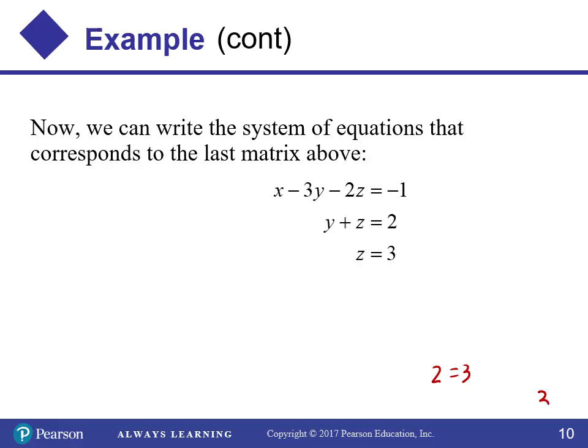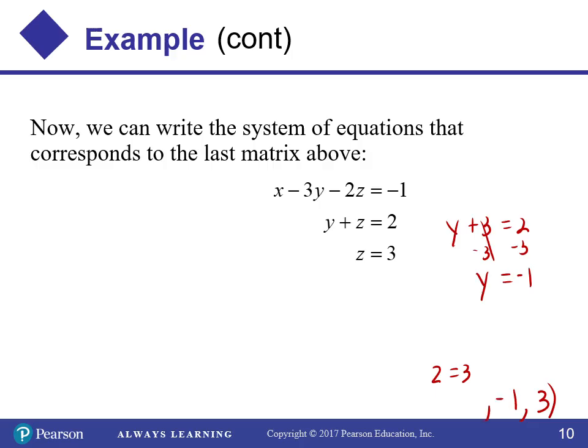So that's part of my solution. Okay, now I'm going to plug into this equation. We're going to plug in our 3 because we know z is 3. So now I can solve for y by subtracting the 3 from both sides. 2 take away 3 gives me a -1. So my y is -1.